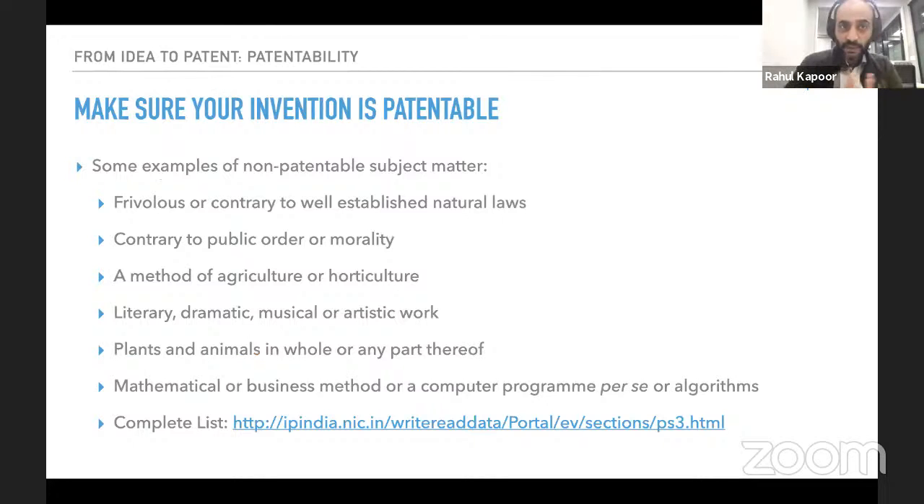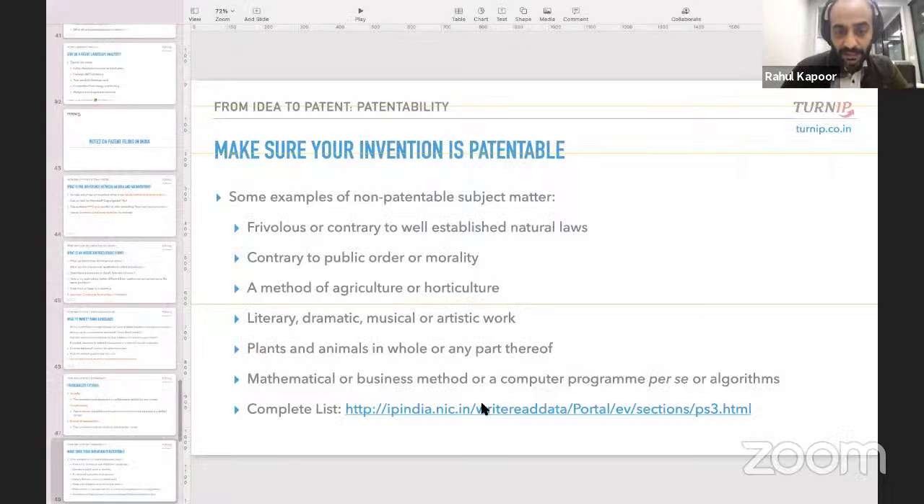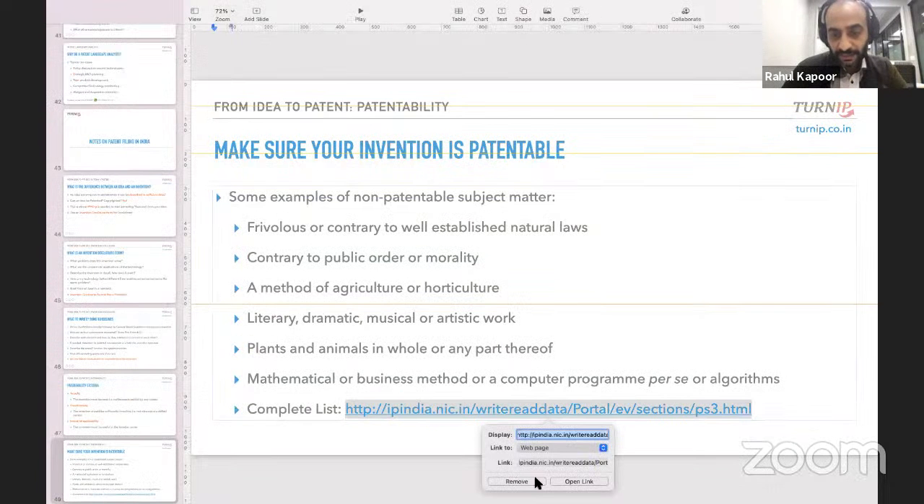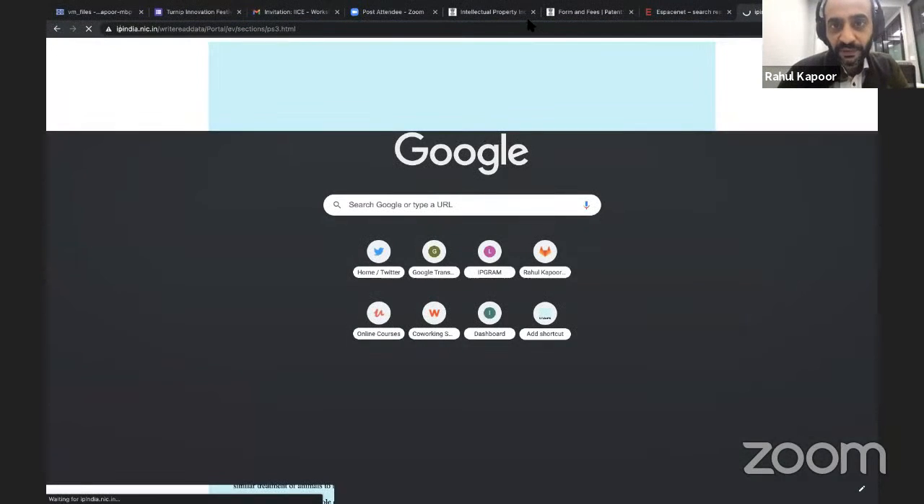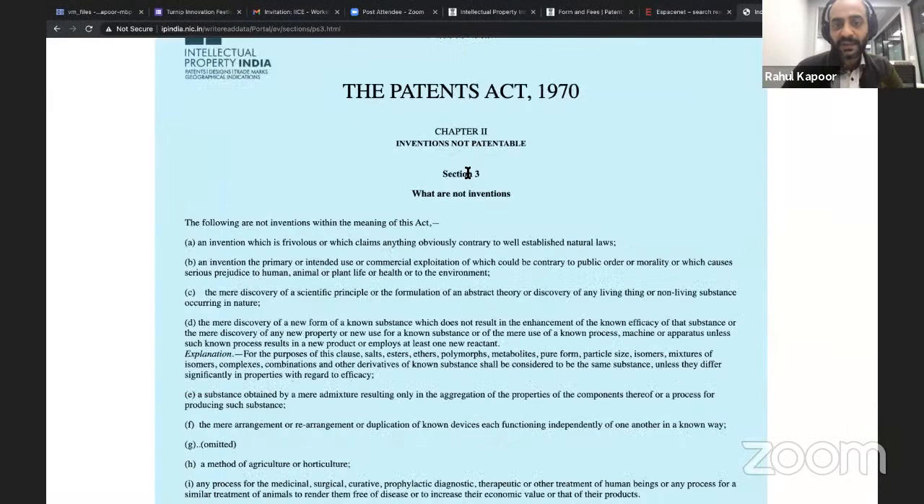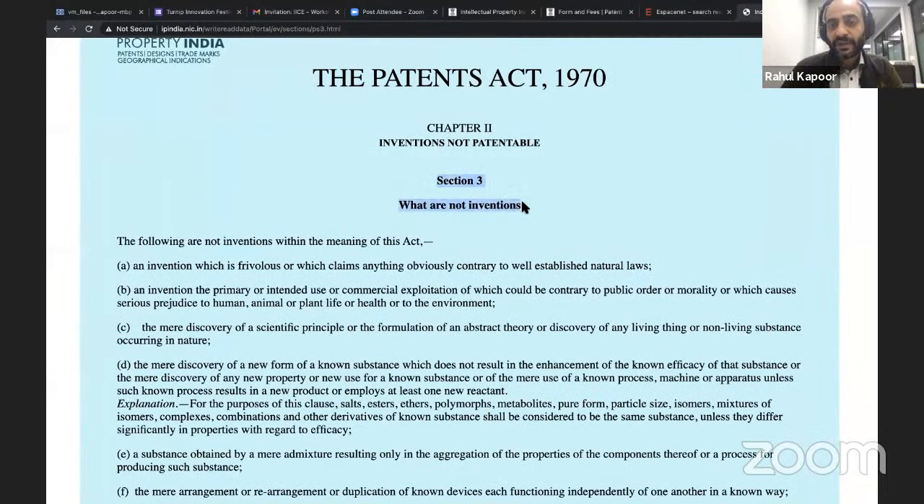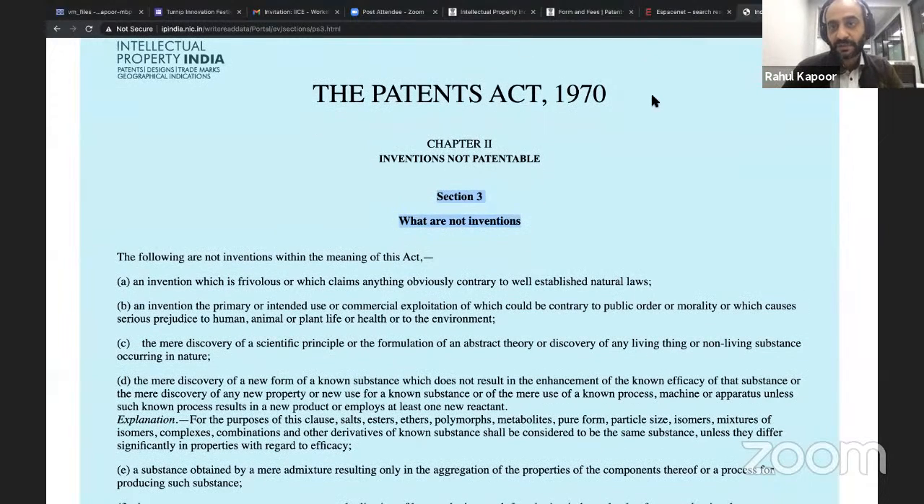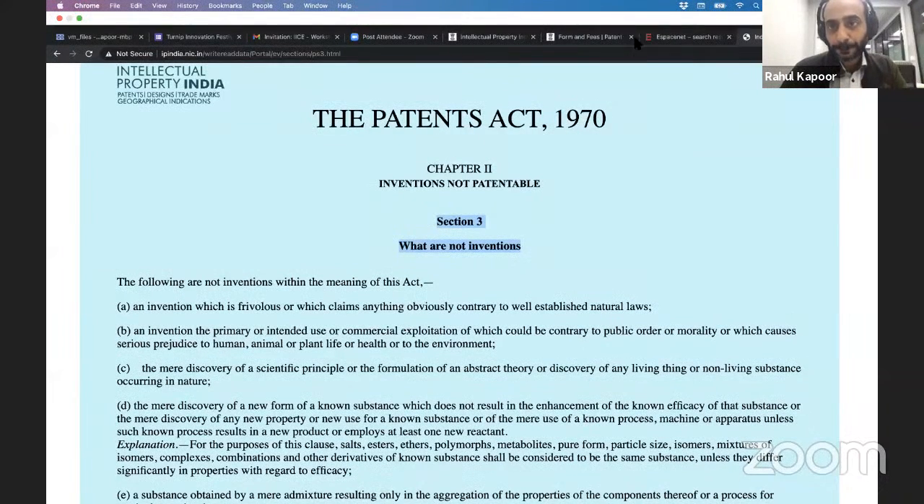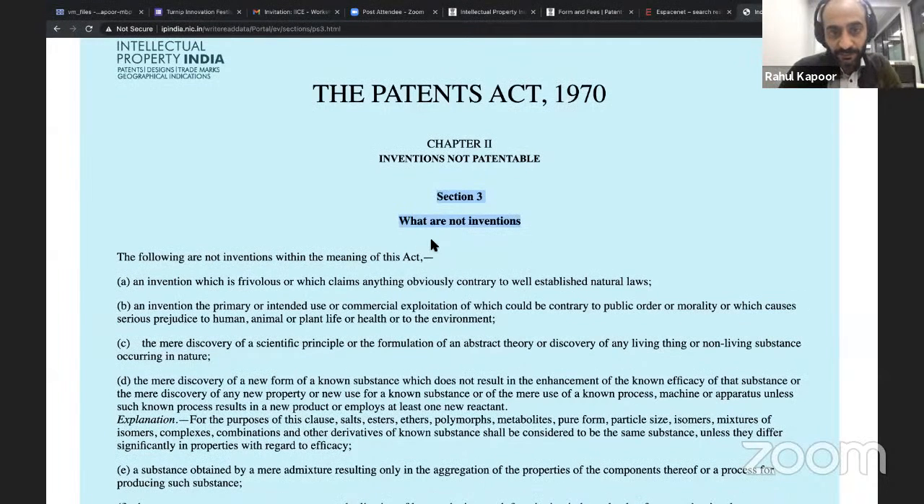How to make sure whether your invention is patentable? I have mentioned some of the things, but if you want, you can click on this: India Patent Act of 1970, Section 3. I will write it in the chat. So this is Section 3 of the India Patent Act. If you give a patent agent exam, you'll have to read all this India Patent Act 1970, which defines in very much detail what the laws related to patents are. So I will just write it to everyone.